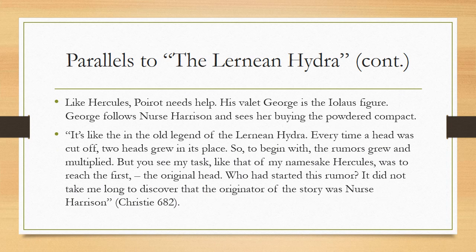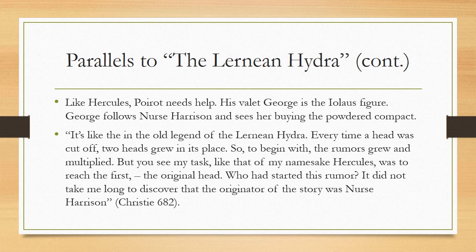And here Poirot gives his explanation of the case and why he believes it will satisfy the second of his 12 labors of Hercules. "It's like in the old legend of the Lernaean Hydra. Every time a head was cut off, two heads grew in its place. So, to begin with, the rumors grew and multiplied. But you see, my task, like that of my namesake Hercules, was to reach the original head who had started this rumor. It did not take me long to discover the originator of the story was Nurse Harrison."